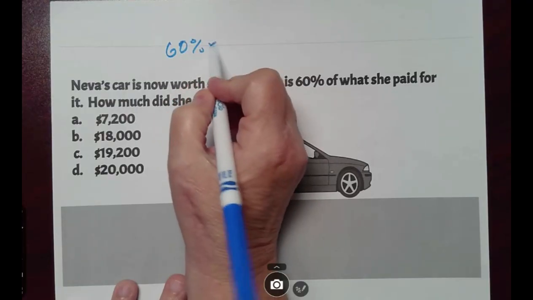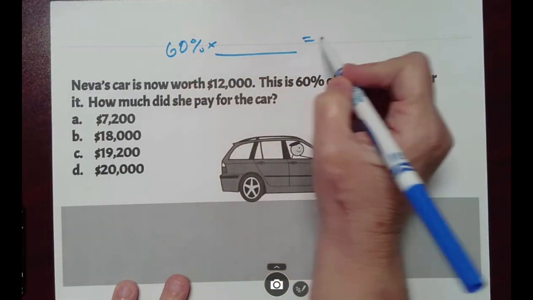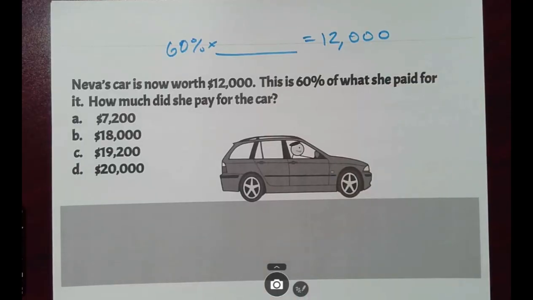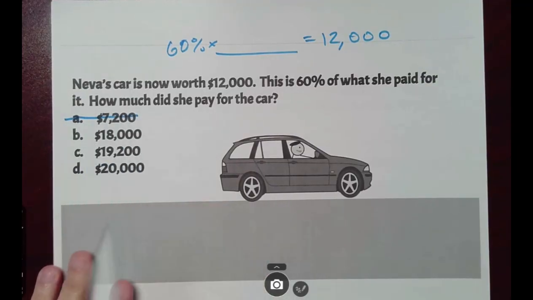60% of the cost of her car equals what the car's value is now. So when I look at my answer choices, is there something I can eliminate? Well, I should be able to eliminate answer choice A, because if her car is worth $12,000 now, it wasn't worth less than that when she paid for it. It's got to be worth more than that when she paid for it to be worth $12,000 now. So we're going to eliminate answer choice A.